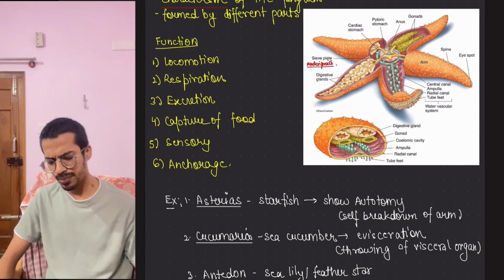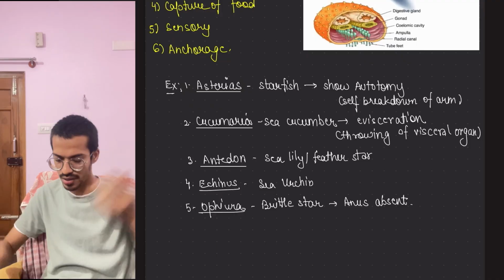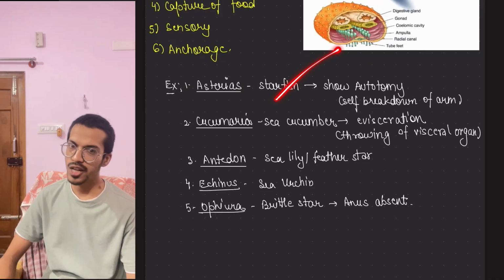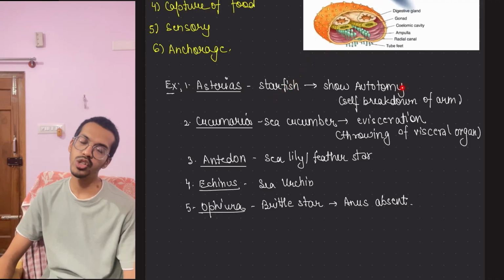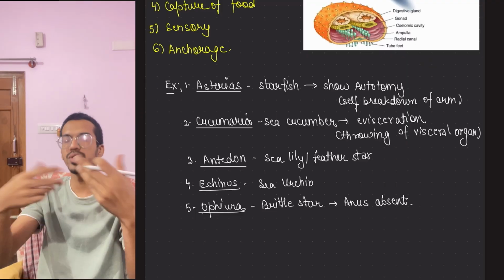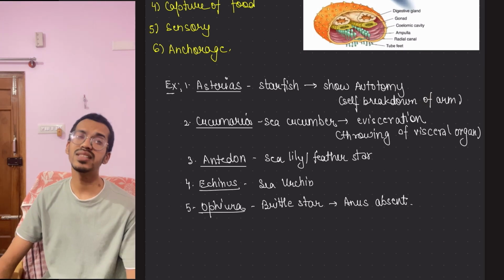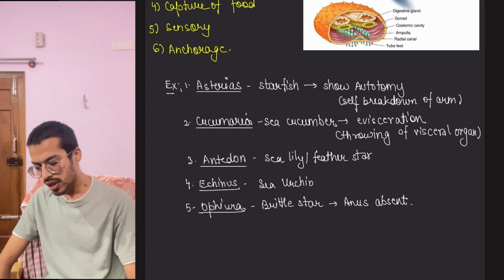Then come the examples of it. First is Asterias. The word itself comes from star, so this is the starfish. Starfish shows autotomy. Autotomy means self breakdown of the arms and regrowing them. This is also seen in the lizard tail.